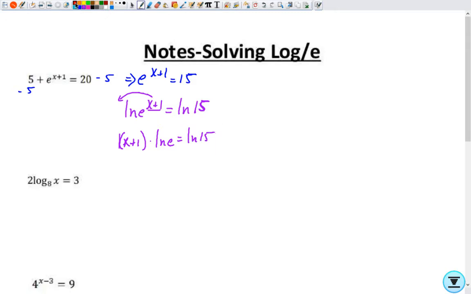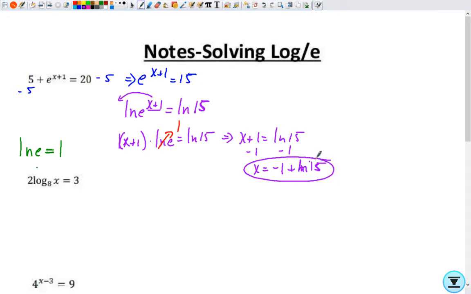Now, the natural log of e is 1. That is one of my identities: the natural log of e equals 1. That is a natural log identity. So that means if that's 1, we get x plus 1 equals the natural log of 15. Subtract 1 from both sides. We get x equals negative 1 plus the natural log of 15. And that's our answer. We can plug that in the calculator and we'll get a value.